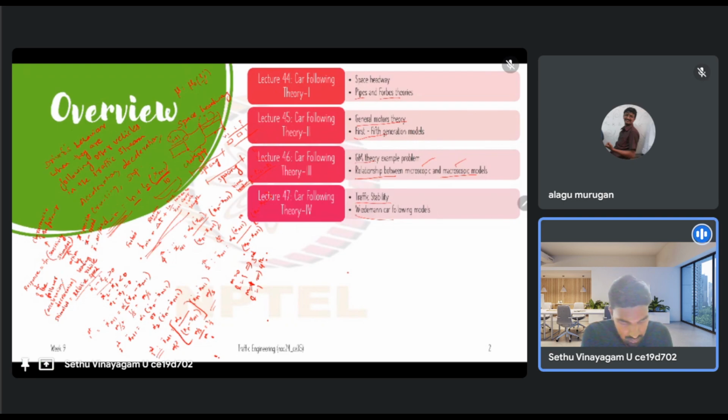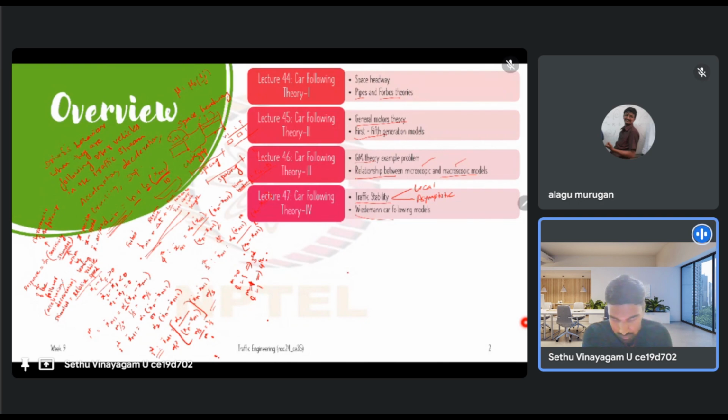So here we have two different concepts. One is local stability and the other one is asymptotic. So in local stability, again, we look at only a pair of vehicles. Okay. So how is the response profile of the follower changing over time, right?